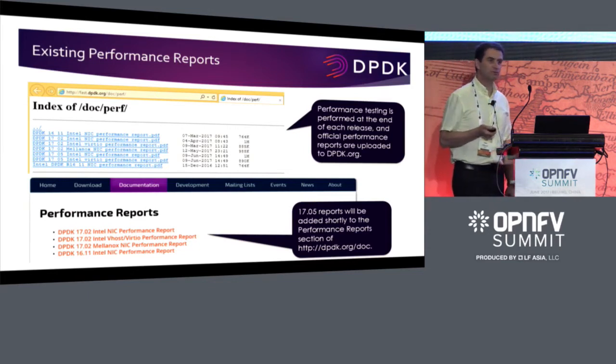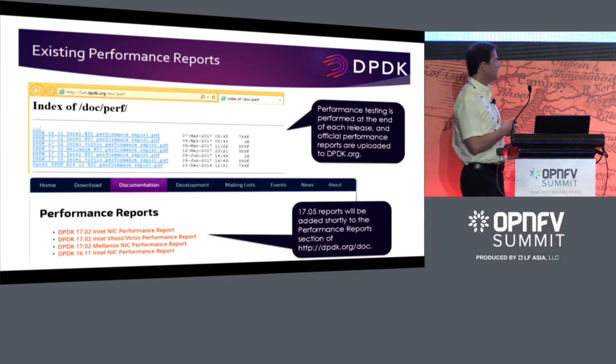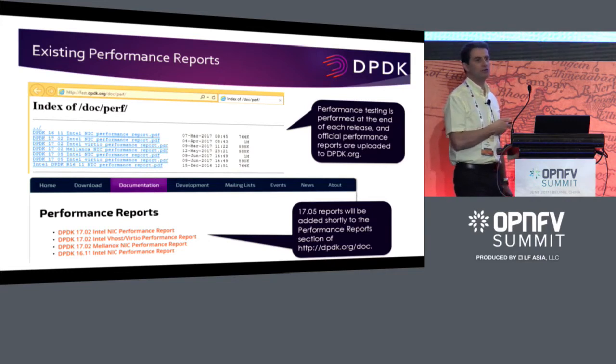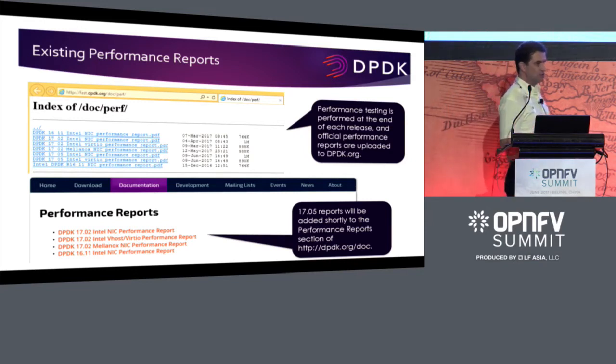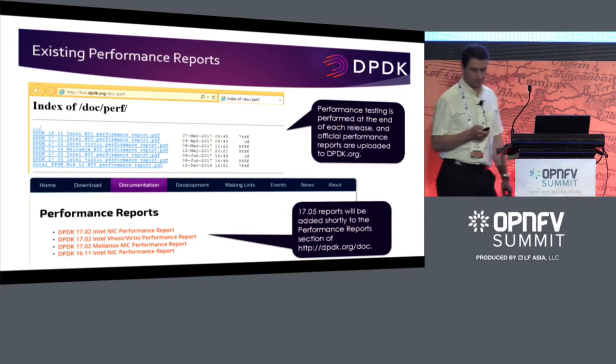There are performance reports available for 17.05 now. They're not actually posted on the dpdk.org site yet. We need to do a quick web patch just to update that. That should be done in the next day or 2. So within the next day or 2, you'll be able to look on the documentation page under dpdk.org and see the history of performance results, performance reports from 16.11 to 17.02 to 17.05. So that model is very much testing at the end of a release.